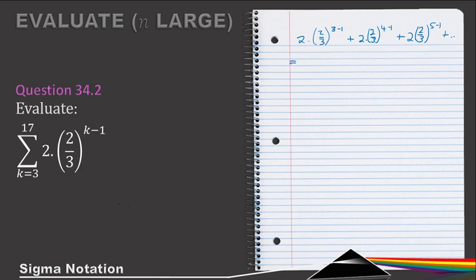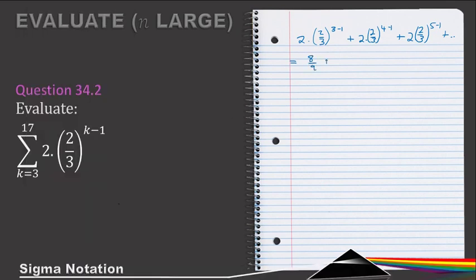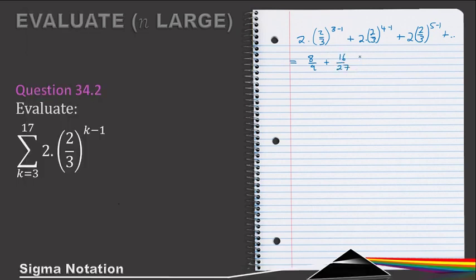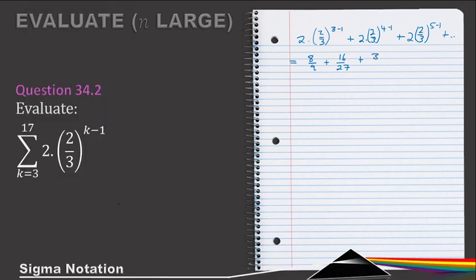And then we can just simplify this by saying 2 times 2 over 3 to the power of, so that's just 2. That gives us 8 over 9 plus, and then we can just change this 2 to a 3. That gives us 16 over 27 plus 4. Okay, so that's then 32 over 81. Alright, so the A value is then going to be equal to 8 over 9.